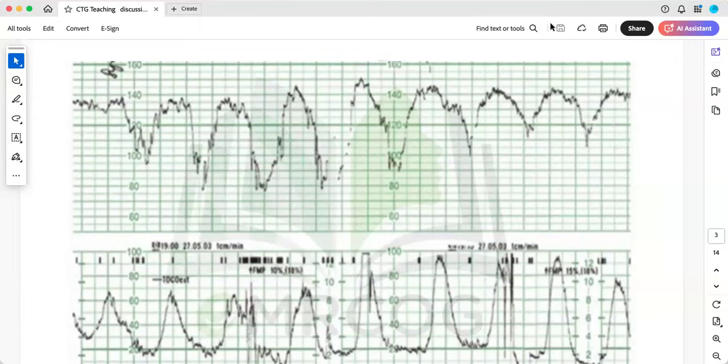What else am I looking for? What's next after the variability? Yes, well done, the accelerations. And if acceleration is present, this is very good, reassuring. But if it's not, then it's not a problem.